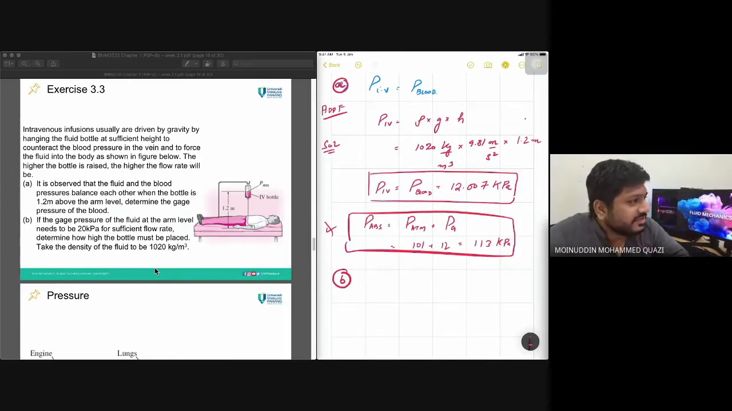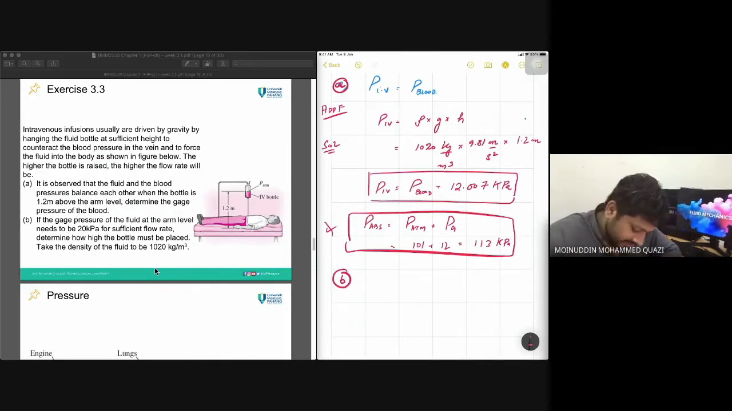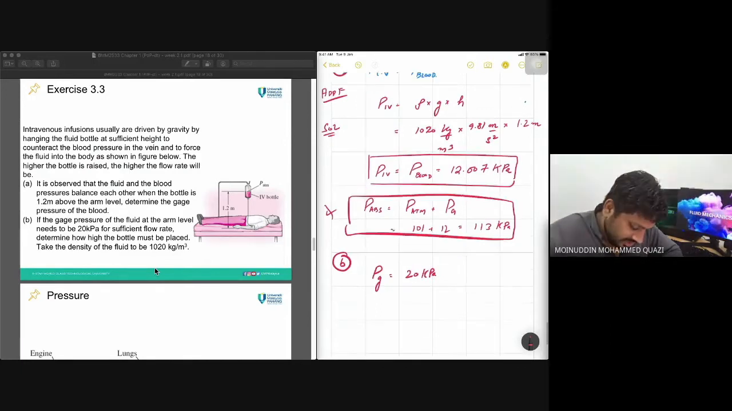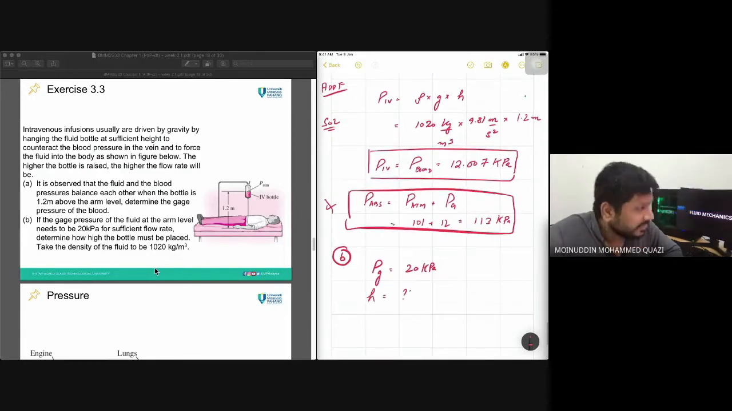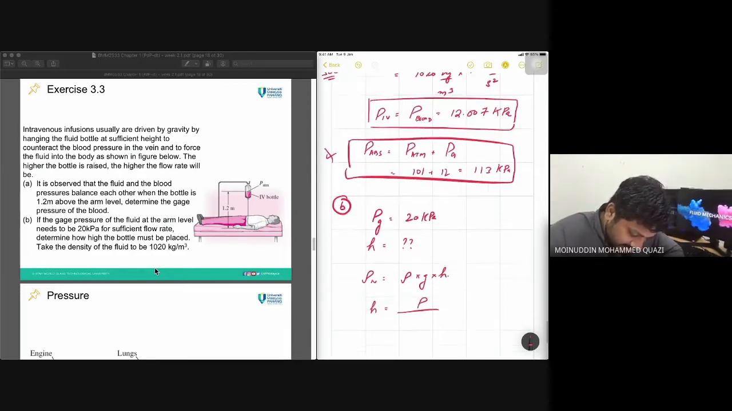If the gauge pressure of the fluid at the arm level needs to be 20 kilopascal, so they are given P gauge is equal to 20 kilopascal. For a sufficient flow rate, determine how high the bottle must be placed. So they're asking about the height. Density is same. So pressure in the IV is equal to rho into g into h. Height is equal to pressure divided by rho into g.